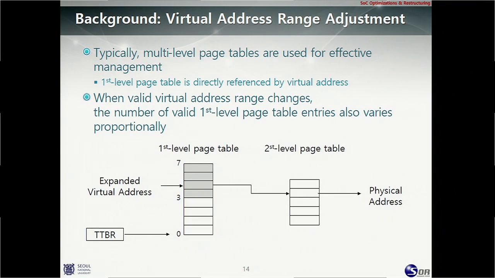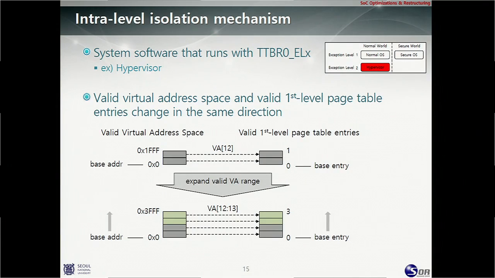When the valid virtual address range changes, the number of valid entries of the first level page table changes proportionally. And at this point, the base entry of the first level page table is fixed by TTBR, so only the top-bound entry changes. Based on the background information described so far, I'll explain how we implement the intra-level isolation mechanism.